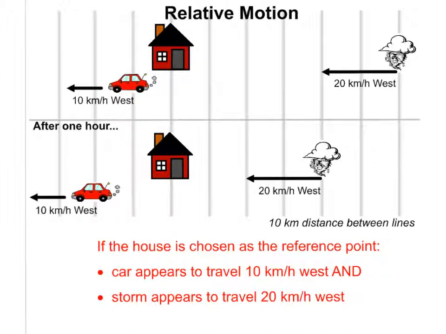This is just a fun little illustration showing this point. Let's say we have a house and a tornado, or a storm, a hurricane, whatever you want to call it, and we have a car here as well. Let's say we choose the house as our reference point. The car will appear to be traveling 10 kilometers per hour west. Here's initial, and here's after 1 hour. The car appears to have traveled 10 kilometers per hour west, and the storm appears to have traveled 20 kilometers per hour west.